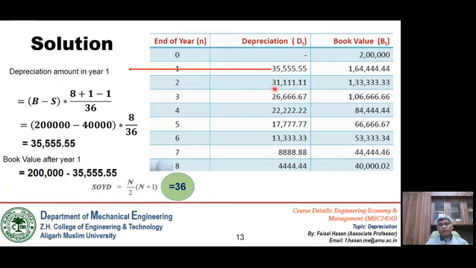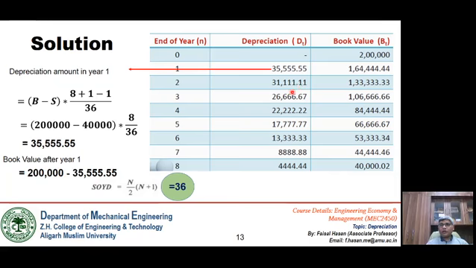So whenever we are computing for the second year, again b minus s remains the same, but instead of 8 by 36, it will be 7 by 36. So if we just multiply this by 7 by 36, this will give this figure. So that will be the depreciation amount for the year 2. And simply if I subtract this amount from this one, this will be the book value.